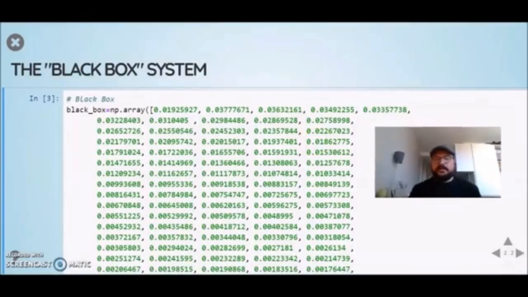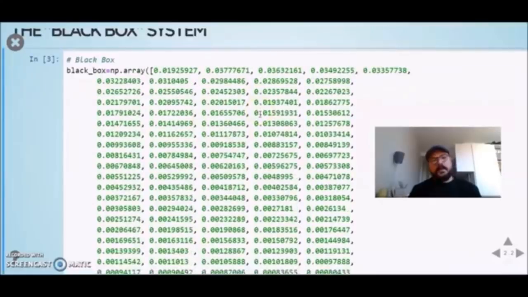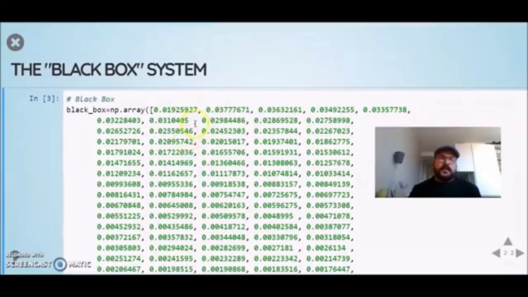Here is our black box system. So it's this array of numbers. We can pretend that we don't know what's inside here. It's just a black box. But in any case, this we can see as an impulse response of a system. And even if we look at those numbers, we don't know what it's doing. We don't know the characteristics of the system. So when we get the frequency response of the system and we get the impulse response, we should get the same numbers that are inside this black box.